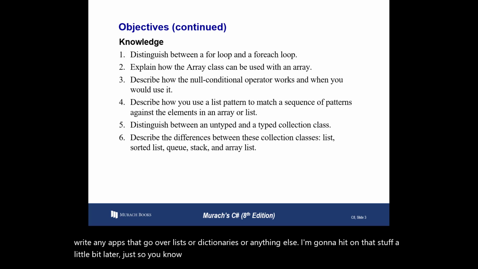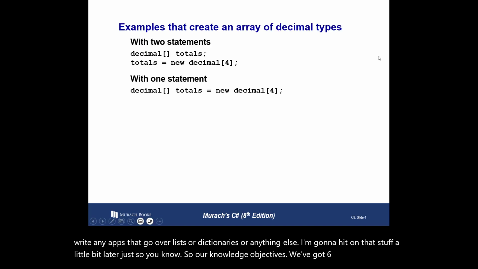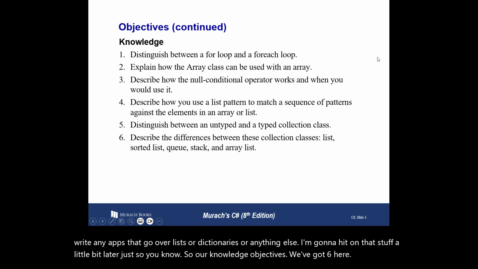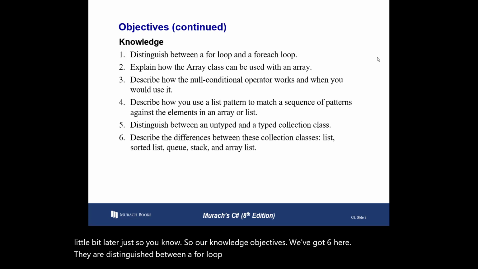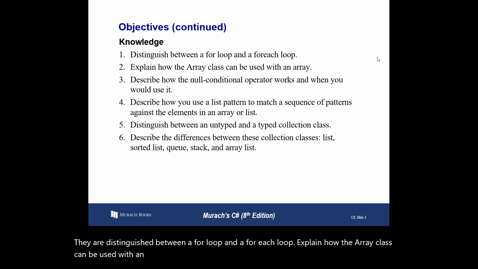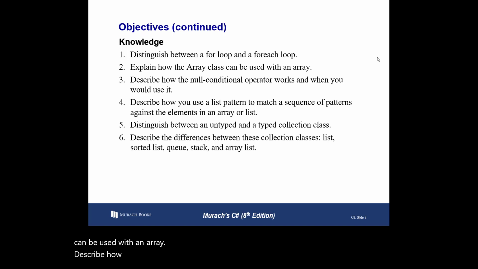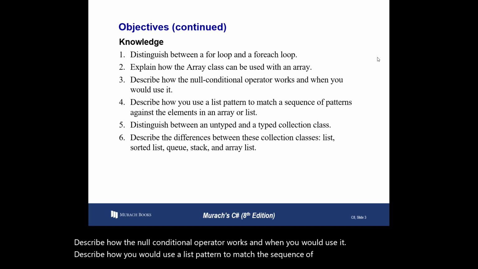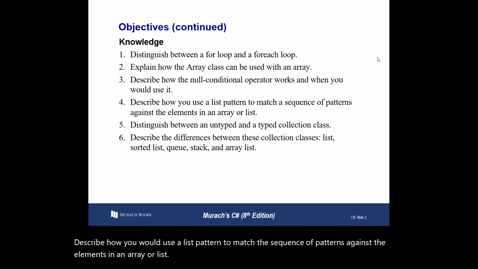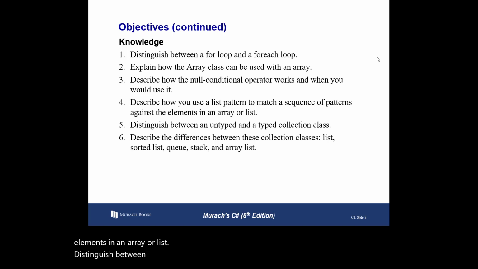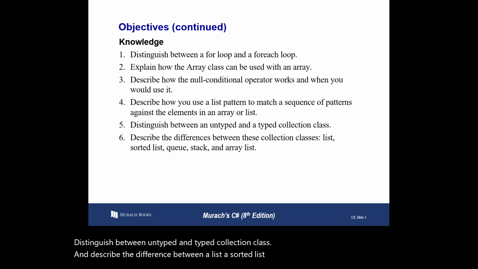So our knowledge objectives, we've got 6 here. They are distinguish between a for loop and a for each loop. Explain how the array class can be used with an array. Describe how the null conditional operator works and when you would use it. Describe how you would use a list pattern to match the sequence of patterns against the elements in an array or list. Distinguish between untyped and typed collection class. And describe the difference between a list, a sorted list, a queue, a stack, and an array list.